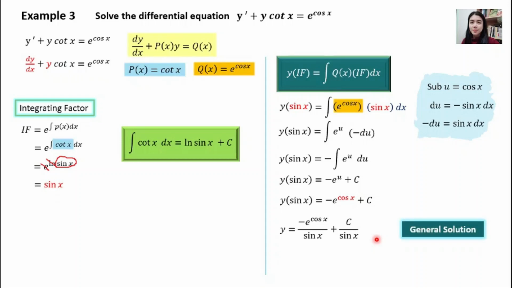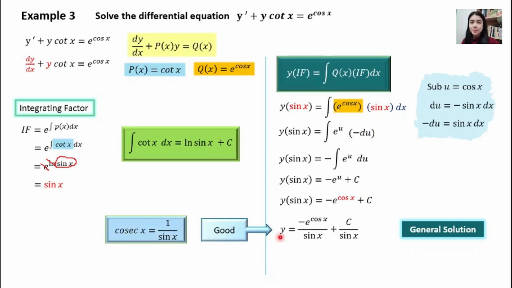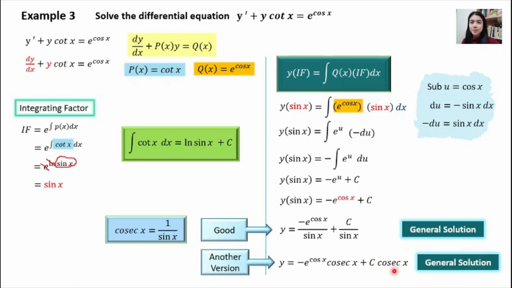You can leave your answer in this way. Some people will improve this solution, because 1 over sine is actually equal to cosecant x. So you actually can modify this solution in this way, and you will have cosecant x as the answer. So this is actually another version of the general solution for this example.